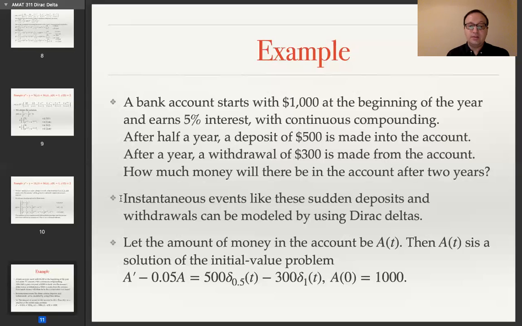So instantaneous events like these sudden deposits and withdrawals can be modeled by using Dirac deltas. If the deposits or the withdrawal were done over time, then we would not use a Dirac delta to model them. If they are done at once, so it just takes one moment, then they are modeled using Dirac deltas.